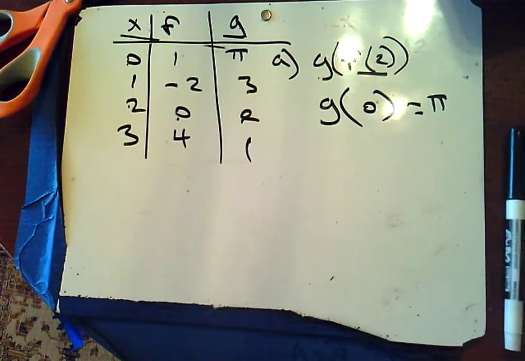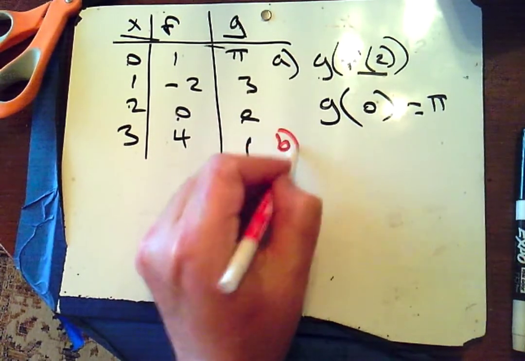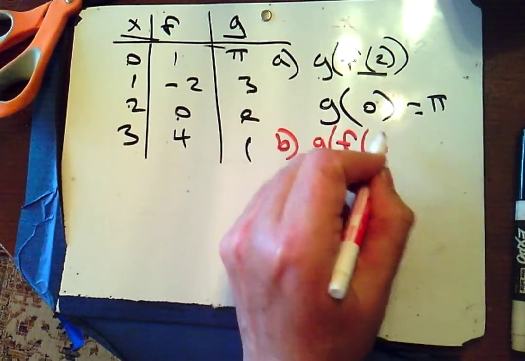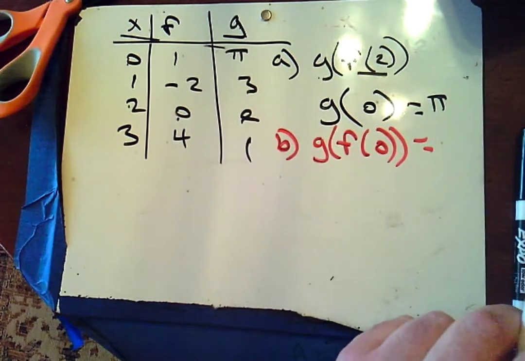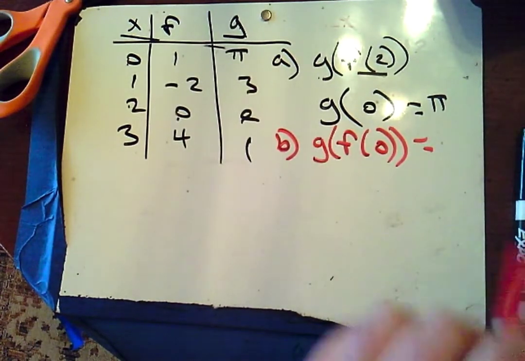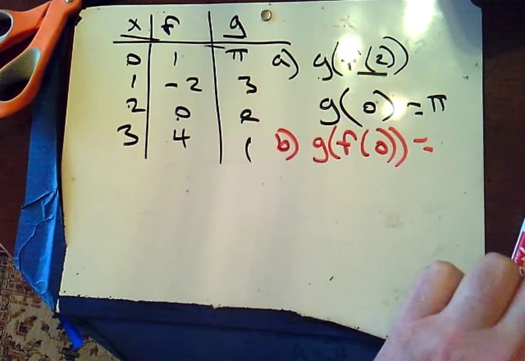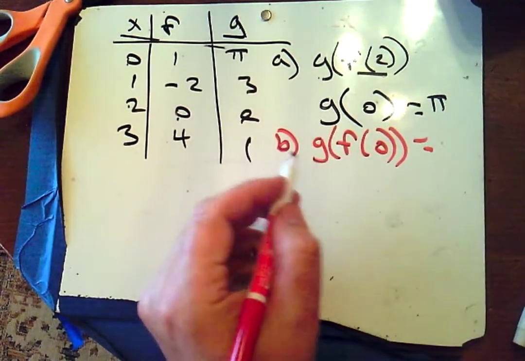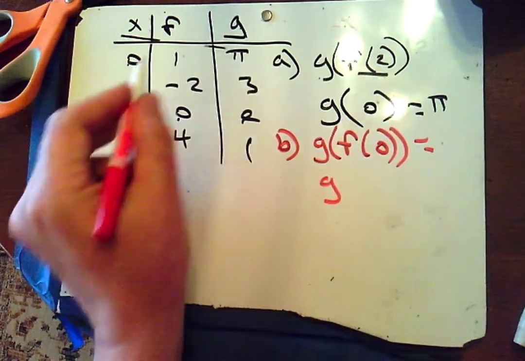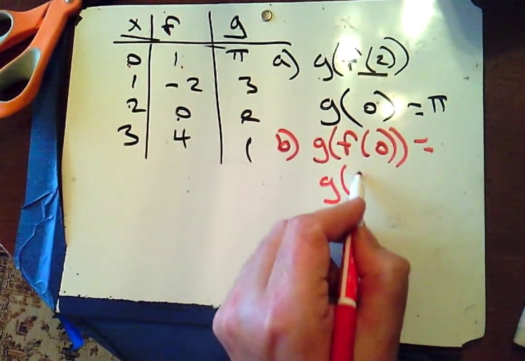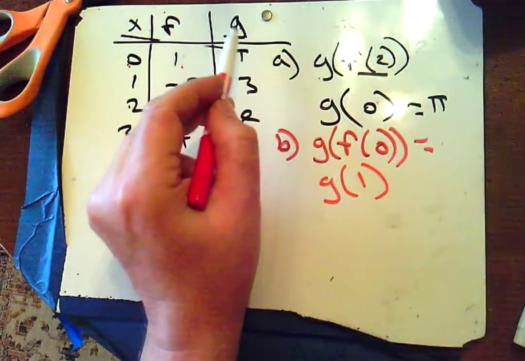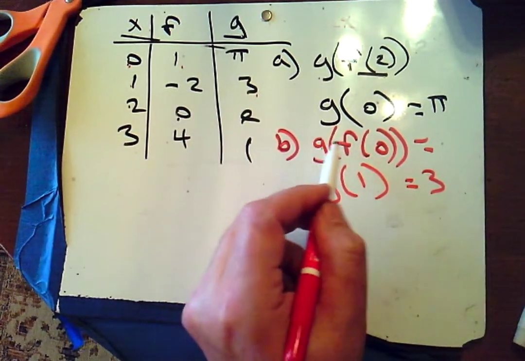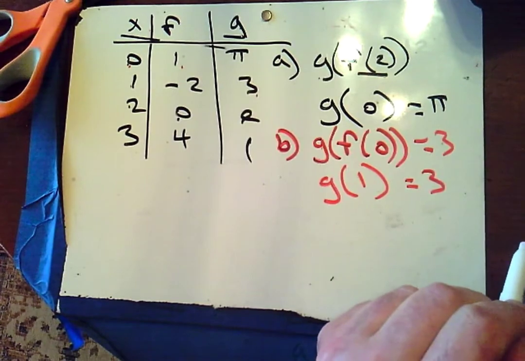So will you please be so kind as to do B on your own? G of f of 0. Please find g of f of 0. Pause the video, give it a try, come back when you're done. Okay, that was fast. Good job. F of 0 is 1. So now I want g of 1. G of 1 is 3. So I know g of f of 0 is 3.